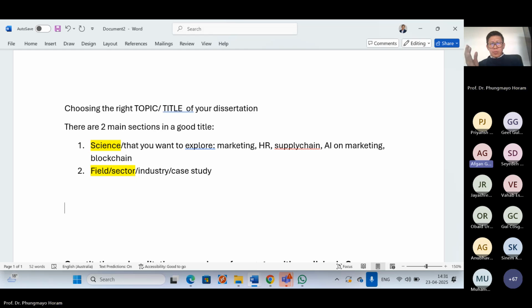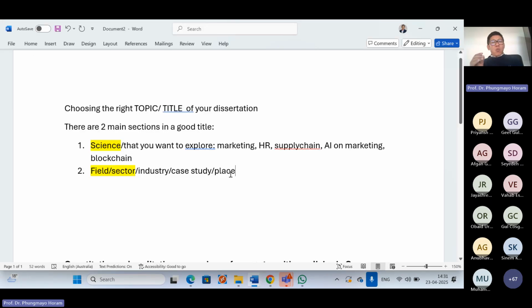Can I ask a question? Yes, please. Professor, how about the place? Because HR study in Denmark and HR study in Vietnam will differ. Should the place or maybe country be the criteria for the title? Third criteria? Yeah, good question.